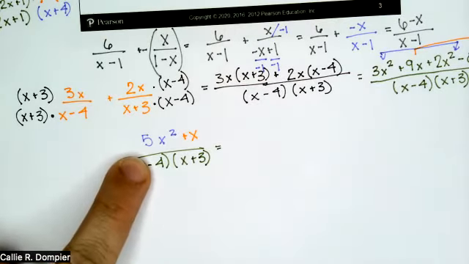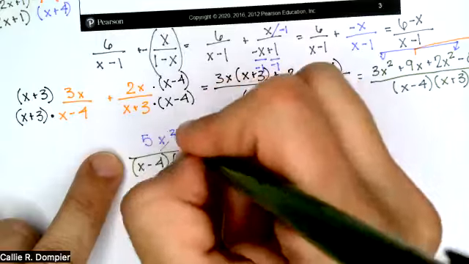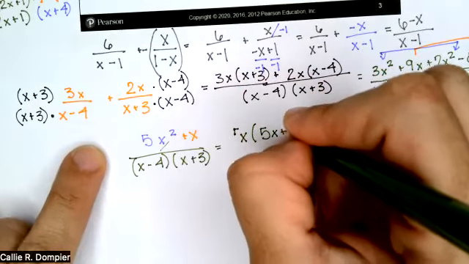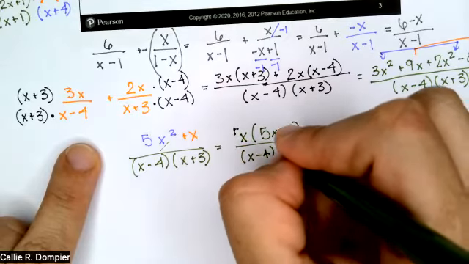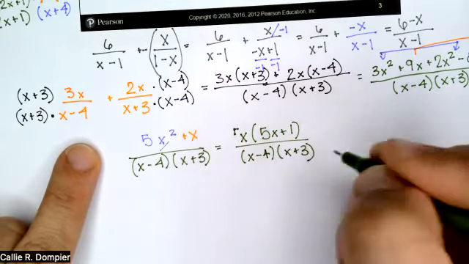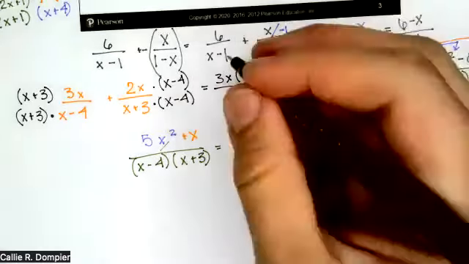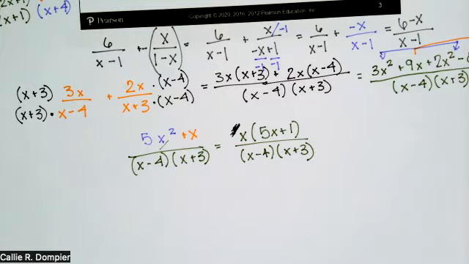5x squared plus x, I can divide them both by x, and it's x times 5x plus 1 over x minus 4 times x plus 3. That was just me starting to write 5 by mistake. So that's our final answer for that fourth one. And then for the third one.